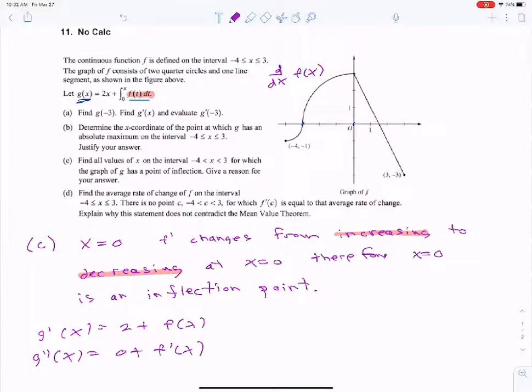Some more questions coming in. I know I haven't finished yet. I still have to answer the question. I have not finished C yet. If we need the sign chart for f, would we look above and below the x-axis? No, you wouldn't.